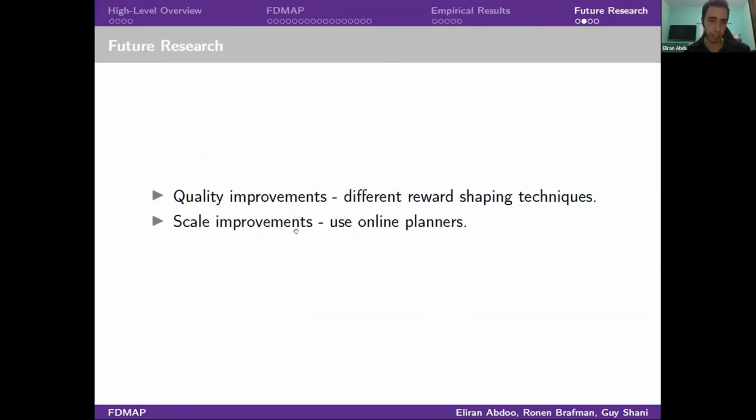And very quickly for future research, we have both branches we can go in, different reward shaping techniques. And in the scale aspect, we can use online planners instead of the offline ones, which solve the POMDPs. So that's that basically. Thank you.